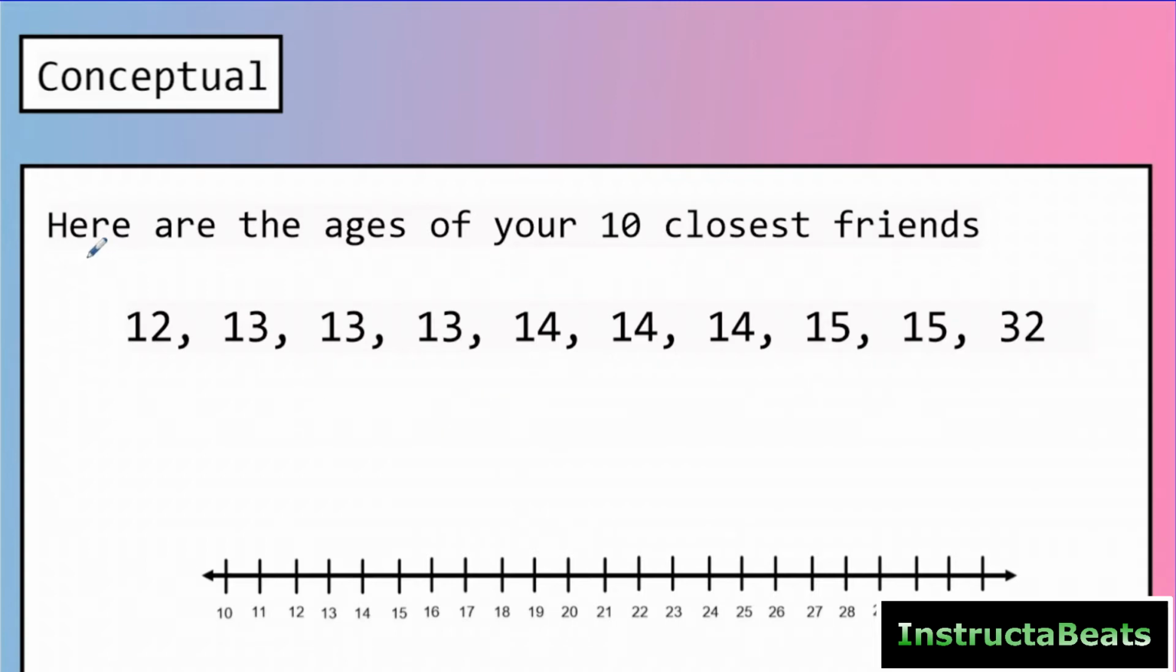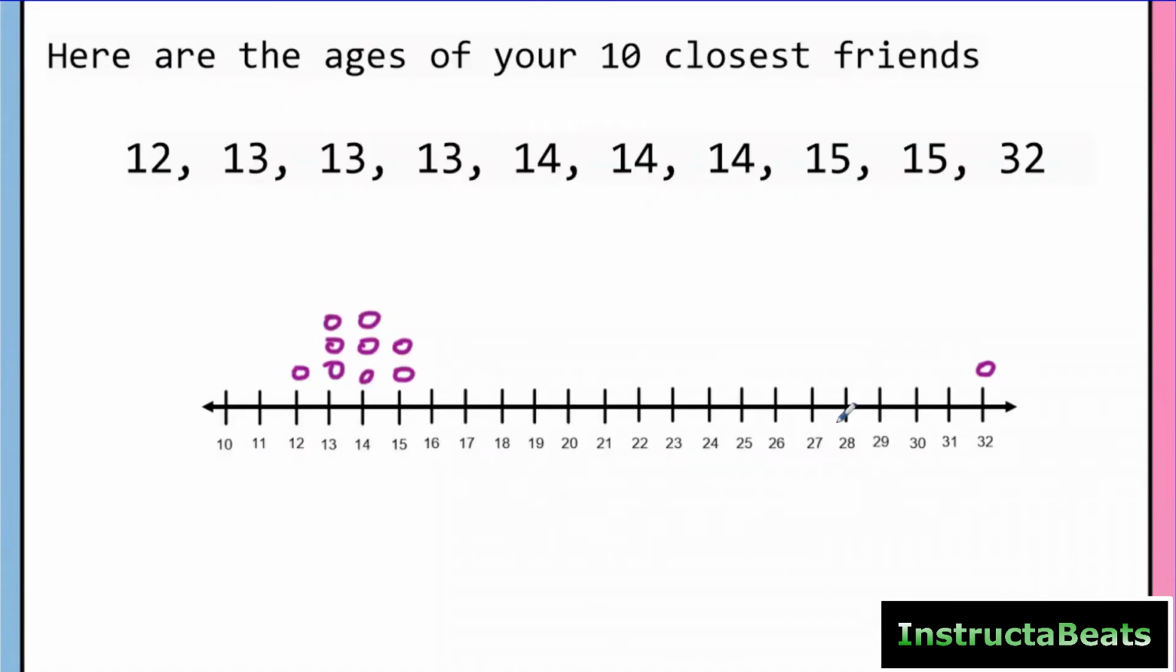So let's take a look at this using a dot plot. So a dot plot is a lot like a line plot, and basically you're going to put a dot for each number to represent that. So we have a 12-year-old, 3 13-year-olds, so we're going to put 3 dots above the 13. We have 3 14-year-olds, we have 2 15-year-olds, and then all the way over here we had a 32-year-old. We would consider the 32-year-old to be our outlier, because it's way different than the rest of our data. So let's find the mean, median, mode, and then decide which of those would be the best way to represent the center of our data.